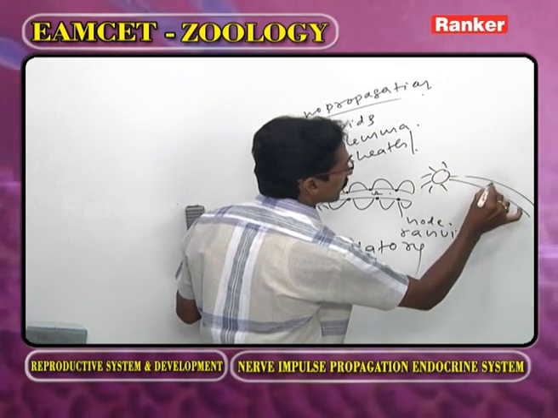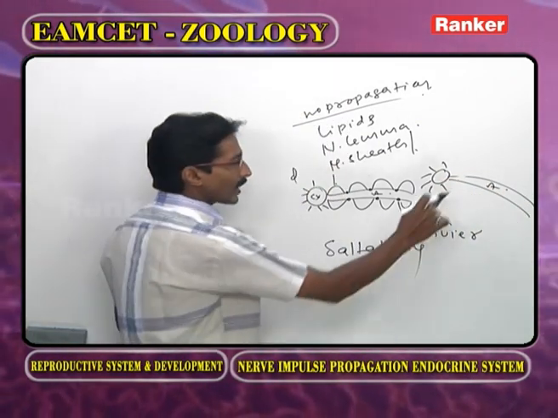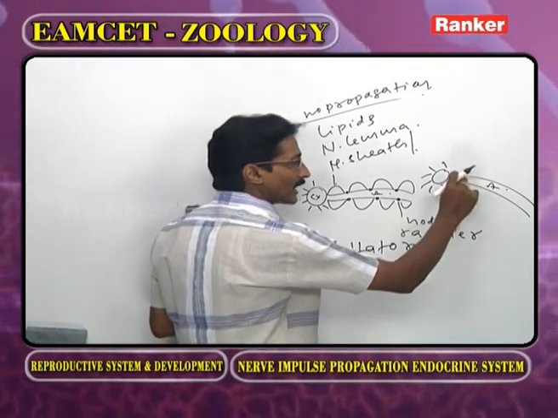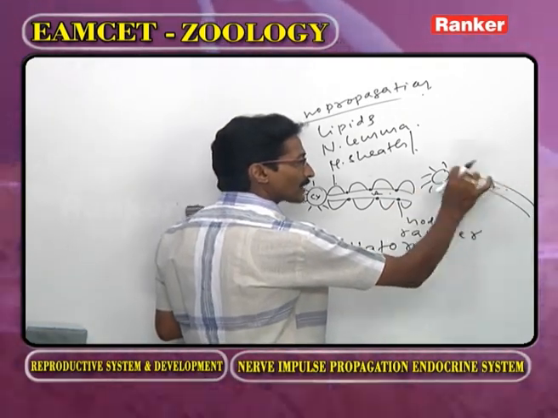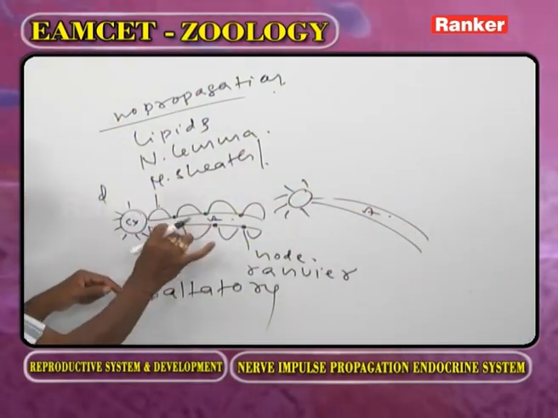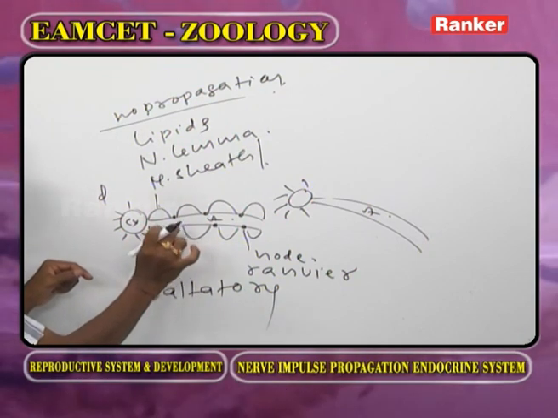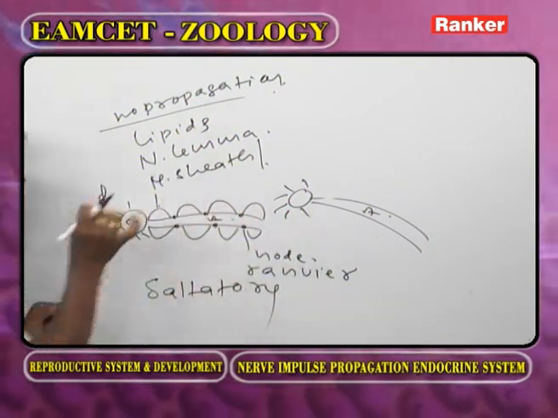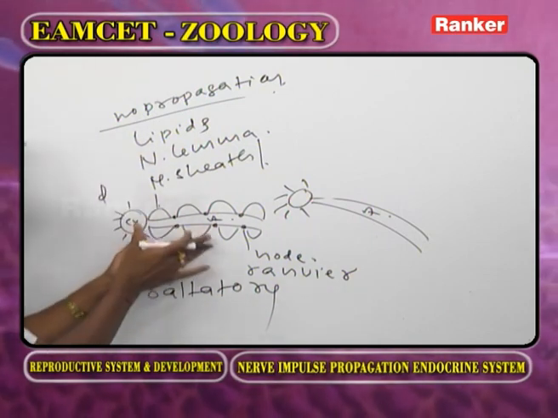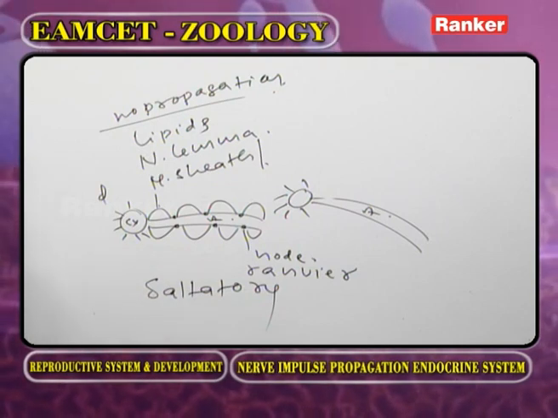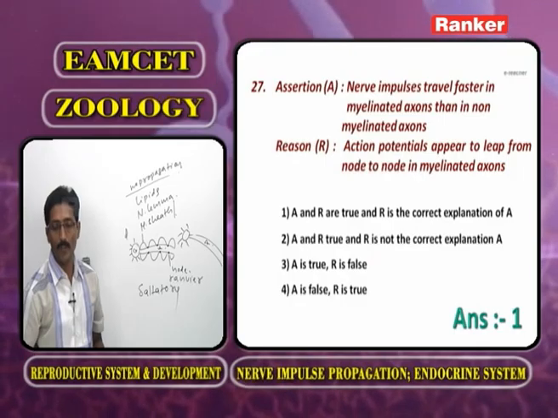In the non-myelinated axon, this one we call the axon. You observe the diagram, here no myelin. In the non-myelinated axon, the impulse passes slowly, but here the impulse jumps from one node to another node. That we call saltatory conduction. It is faster than this one. So both are correct, and the explanation supports A. Now we go for the next question.